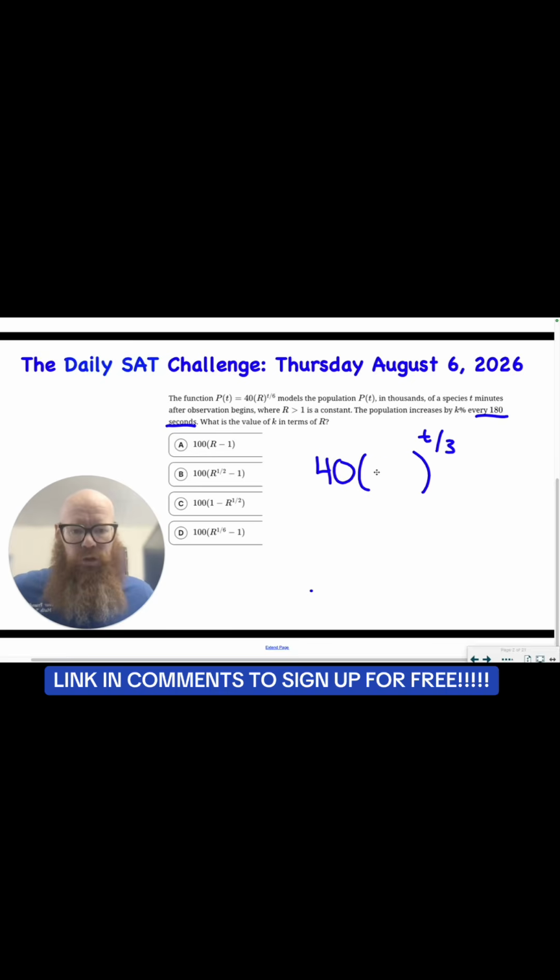And the way that I'm going to do that is I'm going to make this r to the 1/2. Because when I raise a power to a power, I multiply. And 1/2 times t over 3 is t over 6. So I haven't changed anything. I just wrote it in a different way. So that's the first hard part of this.